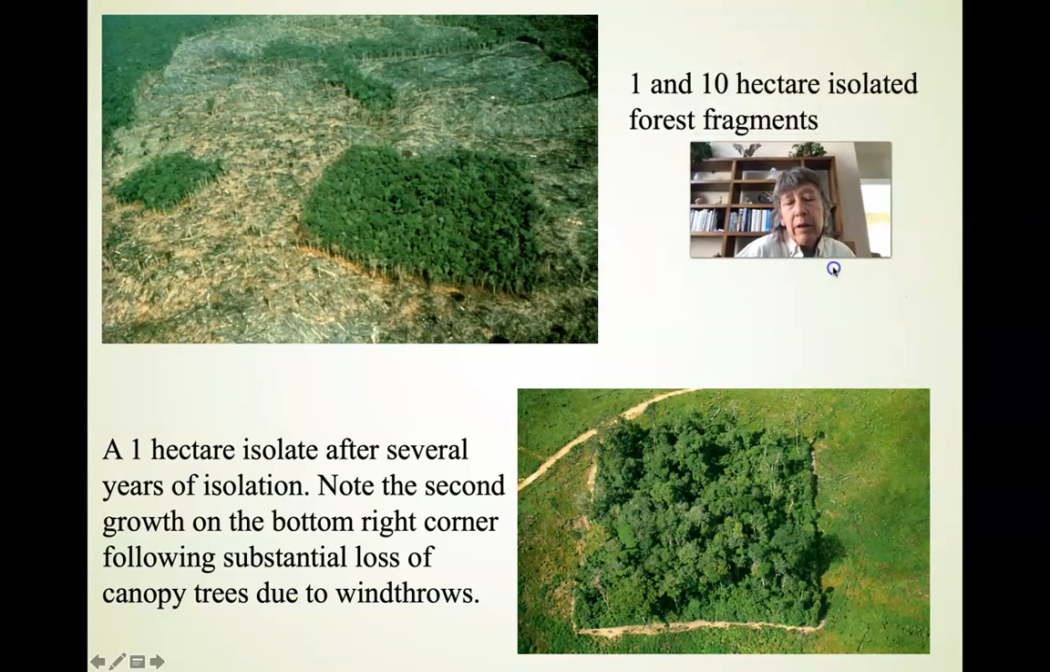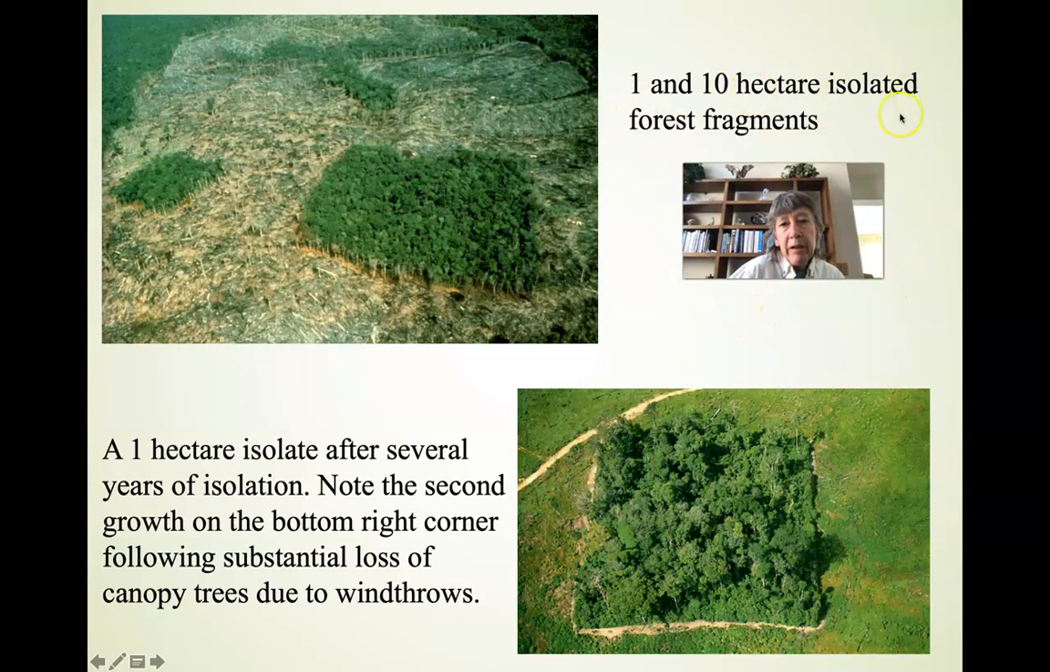And so anyway, we have 1 and 10 hectare isolated forest fragments here. Here's a 1 hectare isolated forest fragment. Here's a 10 hectare isolated forest fragment. After several years of isolation, you can see this small island has undergone a change. You can see some of the trees have blown down and we have shrubby vegetation there. That is because of edge effects. The edge of this island has been exposed to sunlight, increased winds, which knock trees down, and decreased humidity.